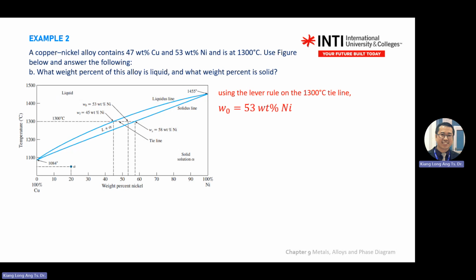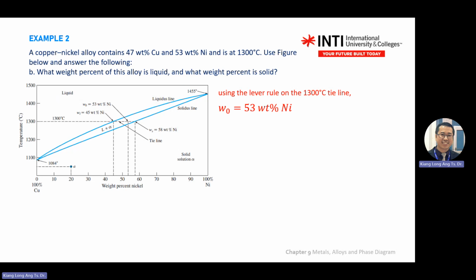Again, use level rules. You label L, O, S already. You have the numbers here. This one, we focus on nickel. So the first point, L here, is 45. Your WO or X point will be 55. S point will be 58.